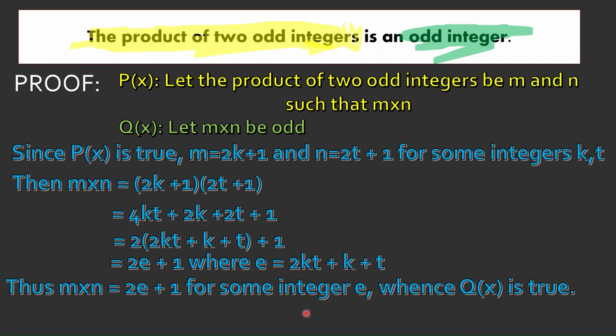You have to say this as we've said it here. We just didn't put it here. Whence Q of X is true. And this is how you would word, phrase and solve a direct proof such as this.